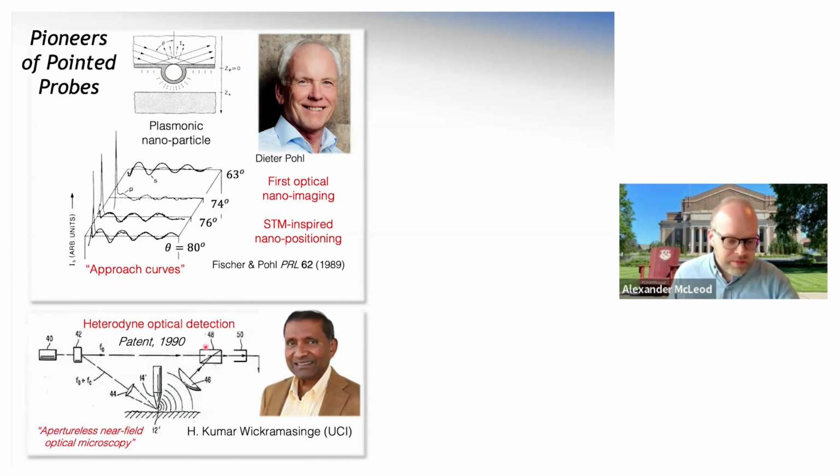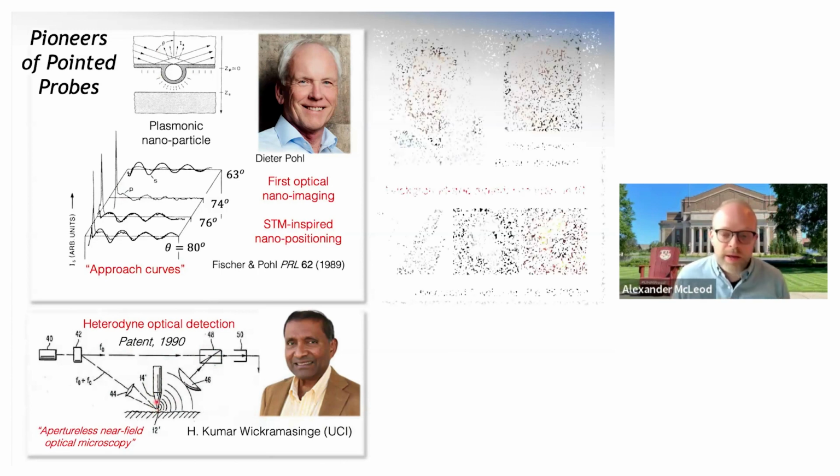And then later on, folks like Kumar Wickramasinghe at UC Irvine developed different techniques to detect these light waves scattering off of the sharp probe. And Mr. Kumar also took that nanoparticle and swapped it for a sharp needle, not unlike the kind that we would use for atomic force microscopy. So now we're getting closer and closer to a real scanning probe technique.